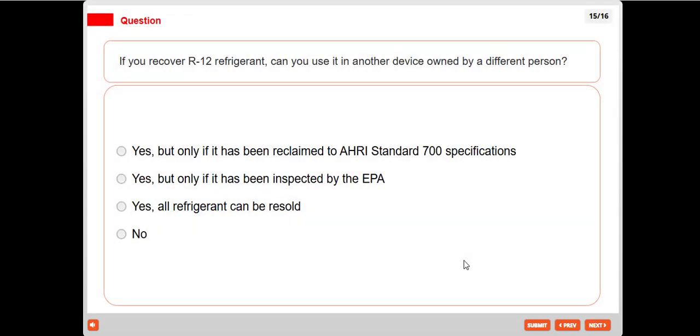If you recover R22, can you use it in another device owned by a different person? If we recovered R12 refrigerant, can we use it in another device owned by a different person? Yeah, but only if it has been reclaimed to AHRI standard. Yeah, but only if it has been inspected. To a different person.